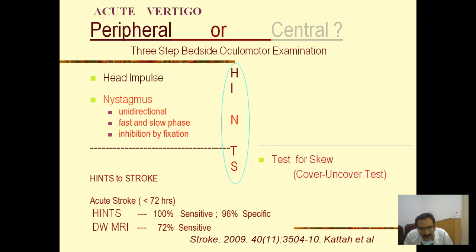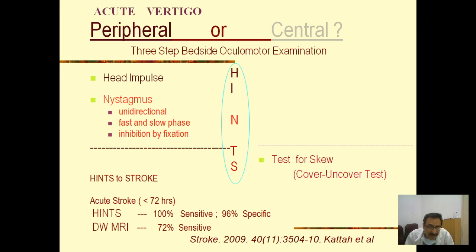Test for skew is something like doing a test for squint, wherein you cover one eye, and you see if the eye moves. So you cover one eye, and if the eye moves a bit up or down, then it means that the eyes are not naturally focused at the same thing, and both the eyes are a little bit different, and you have to exert binocular vision to get them. The moment you cover one, the eye will go up. That is a skew. You cover this one, the eye will go up or down, and that is skew. And if you have that sign on a patient who presented with acute vertigo, you're probably looking at a central cause rather than a peripheral cause.